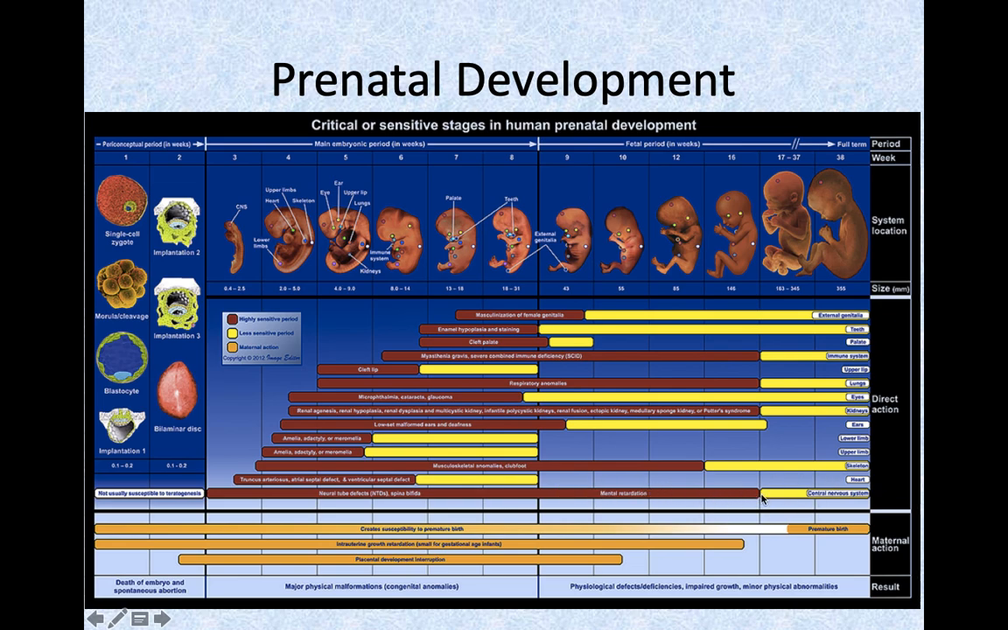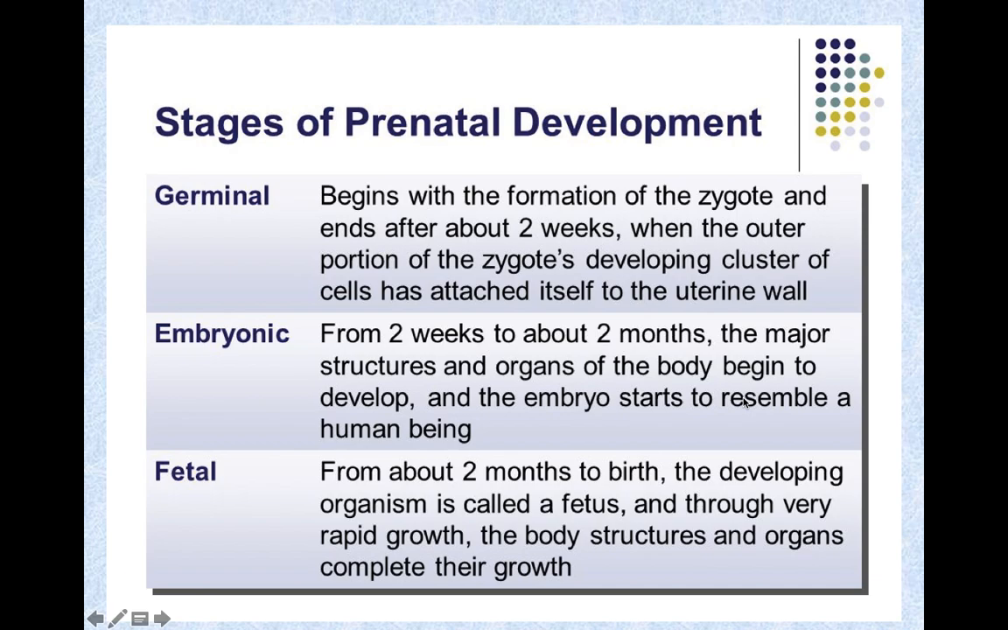And then only later on is the central nervous system in the clear. It can be quite a long period of time for that to develop, and it stays highly sensitive for a long period of time. So again, here are the stages of prenatal development. So the germinal stage is the first stage.